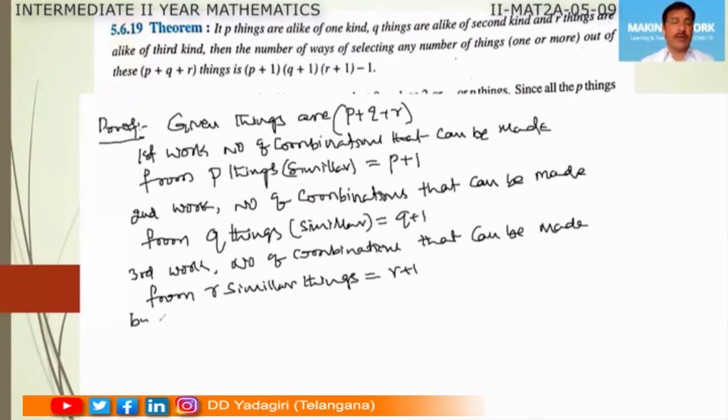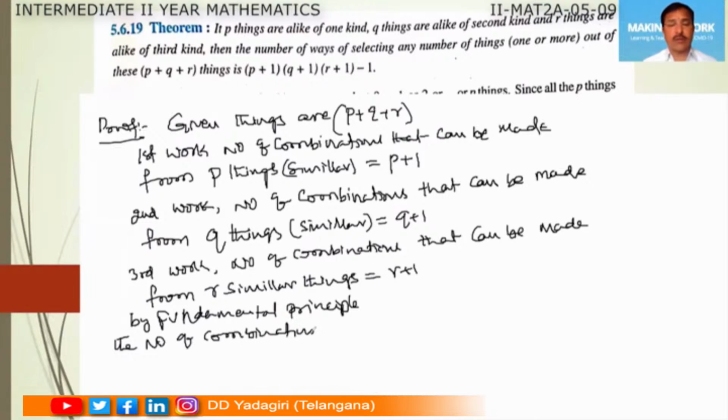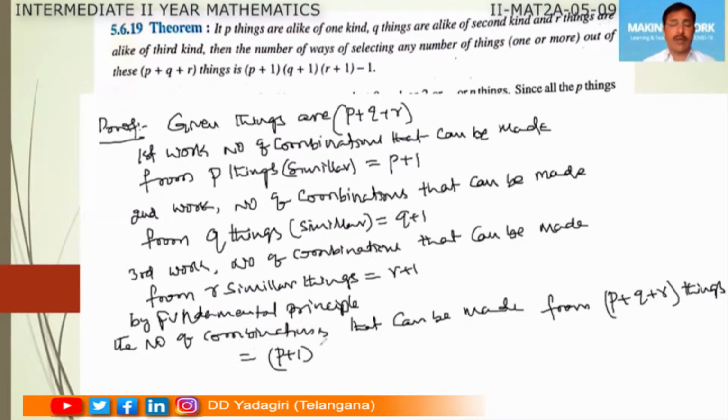Now, by the multiplicative fundamental principle, because we have to perform the first work and second work and third work at a time, the number of combinations that can be made from P plus Q plus R things is equal to P plus 1 into Q plus 1 into R plus 1.